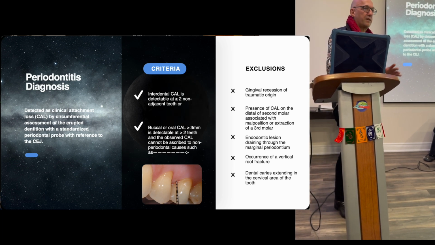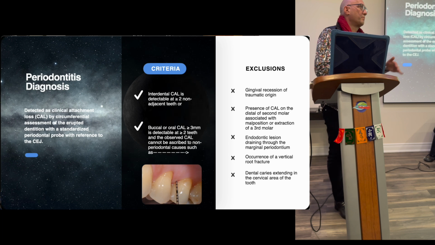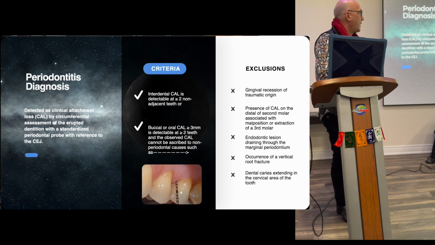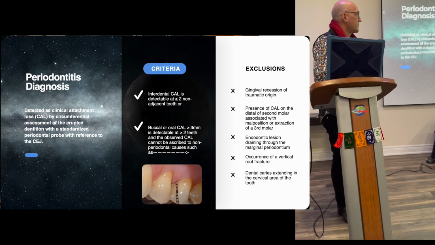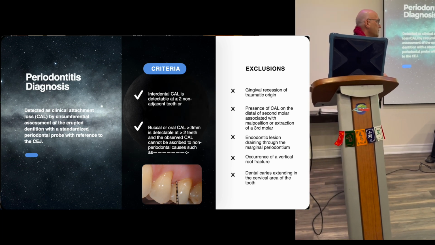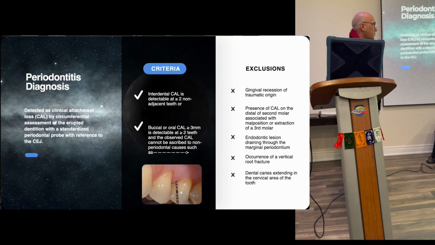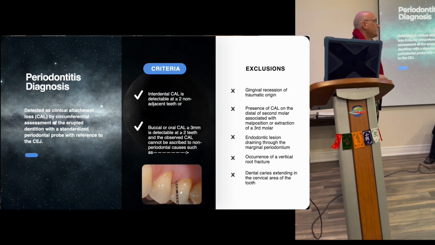So you either decide that you're going to take it from the most coronal part of the restoration. It's hard when that changes your reference point. So the interdental clinical attachment level is more than 2 millimeters on non-adjacent teeth, or more than 3 millimeters at 2 or more teeth. And the observed clinical attachment loss cannot be ascribed to non-periodontal causes, such as these exclusions.